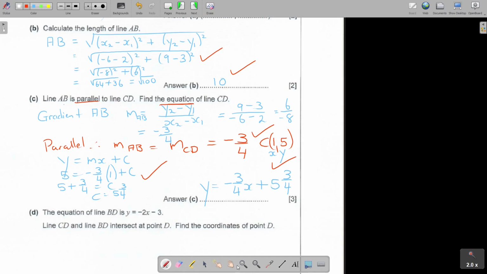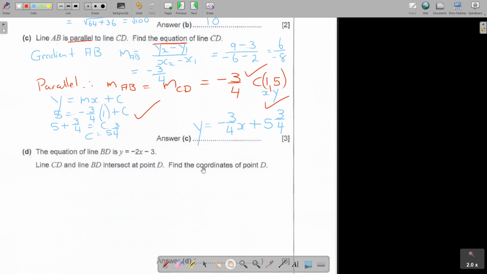And then we look at the final part of this question. The equation of the line they gave you, BD. The line CD and BD intersect at point D. Find the coordinates of point D.